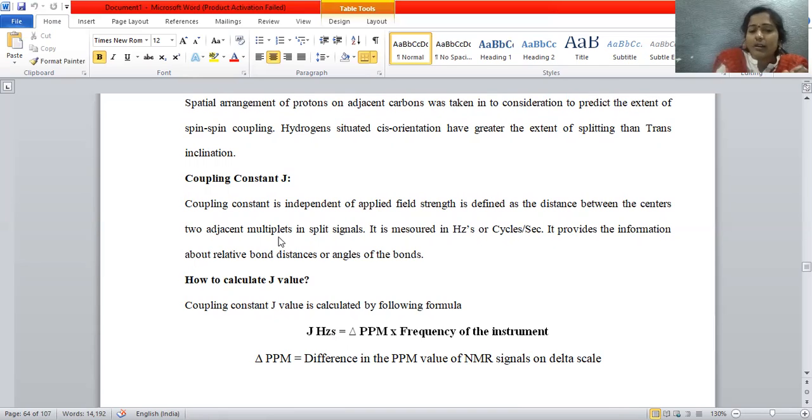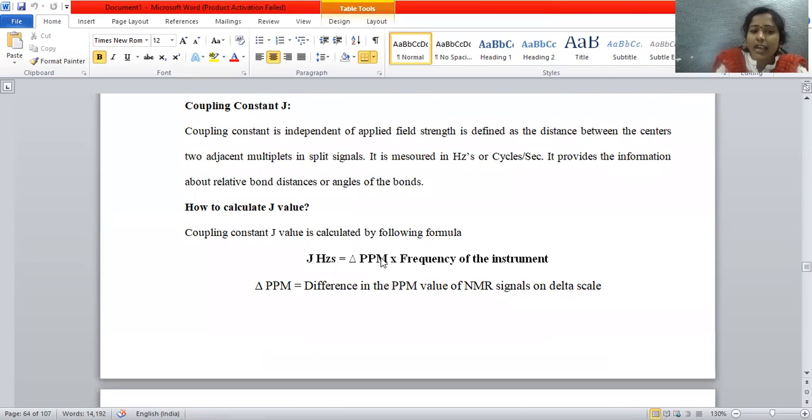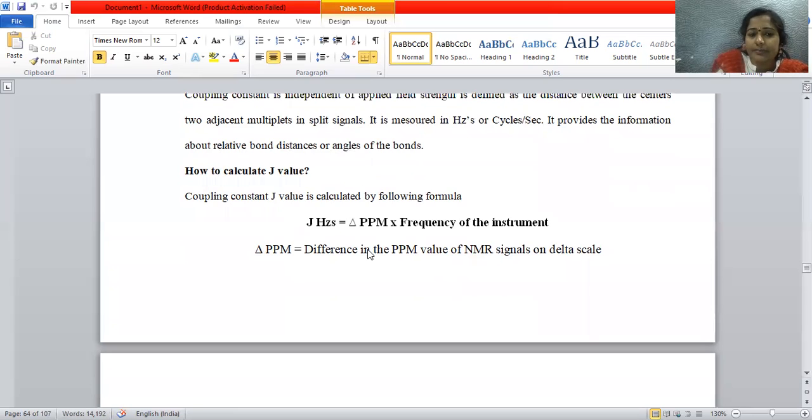Whenever multiplets of signals are present, the peak distance between two consecutive peaks is considered as the coupling constant J. It will give information about bond distances and angles present in the given compound. In order to calculate coupling constant J, we have the formula: delta value, obtained on the delta scale in ppm, multiplied by the frequency of the instrument. So depending on the frequency at which we are operating the instrument, it is possible to calculate this parameter called the coupling constant.